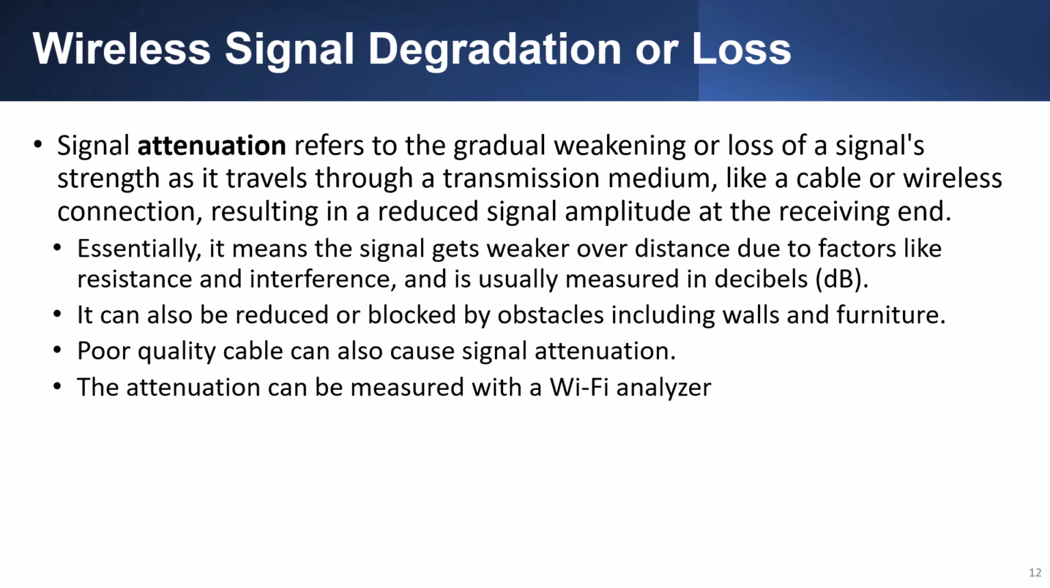Signal attenuation refers to the gradual weakening or loss of signal strength as it travels through the transmission medium, like a cable or wireless connection, resulting in reduced signal amplitude at the receiving end. Essentially, it means the signal gets weaker over distance due to factors like resistance and interference, and it's usually measured in decibels. It can also be reduced or blocked by obstacles including walls and furniture. Poor quality cable can also cause signal attenuation. The attenuation can be measured with a Wi-Fi analyzer.